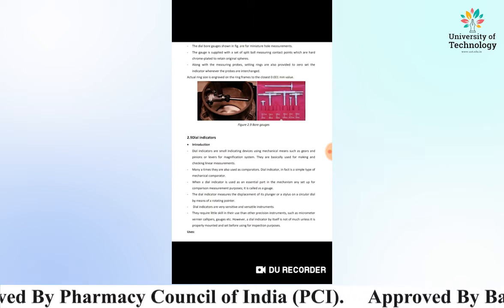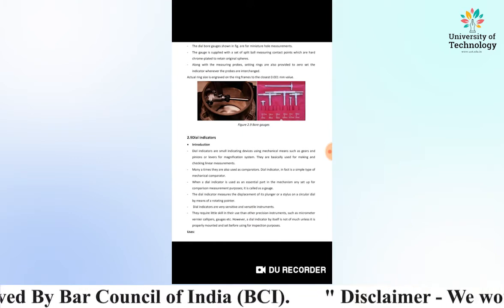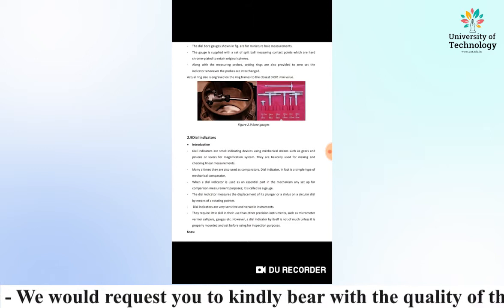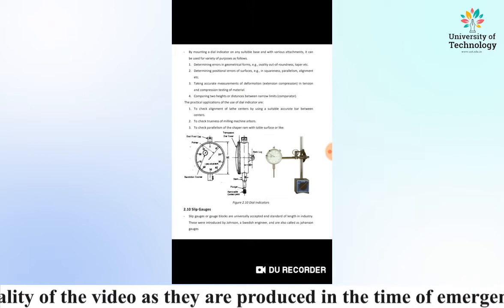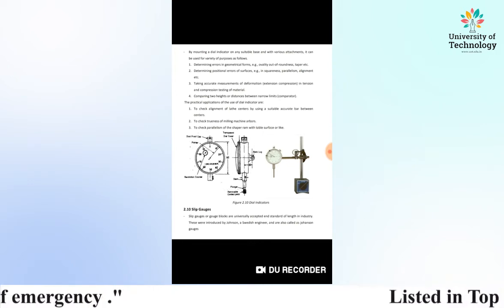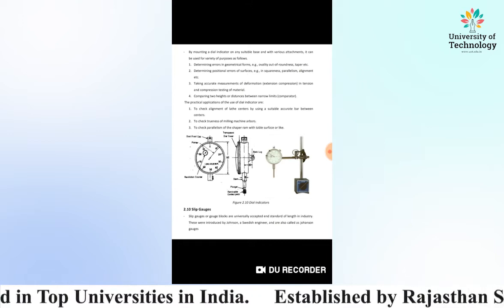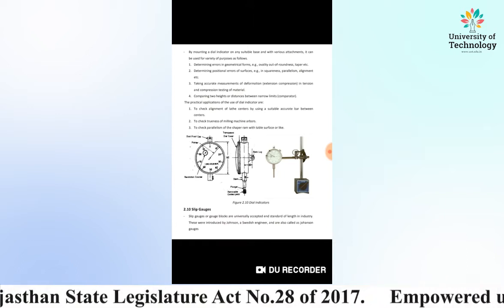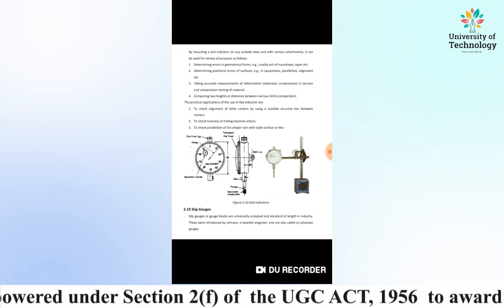These require little skill in their use compared to other precision instruments such as micrometer, vernier calipers, gauge, etc. And now we will discuss the uses of dial indicators. There are the following uses: first is determining errors in geometrical forms such as out of roundness, taper, etc. The dial indicator we can see in the diagram that is shown in the figure.